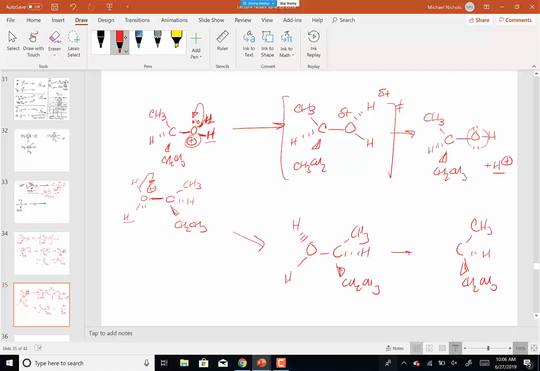When I'm grading this, and it's an SN1 reaction, and I've given you a stereochemistry to begin with, I'm going to want to see both stereochemistries of the product. I'm going to want to see both enantiomers. So delta positive, there's the transition state, and then there's my final product plus an H plus.